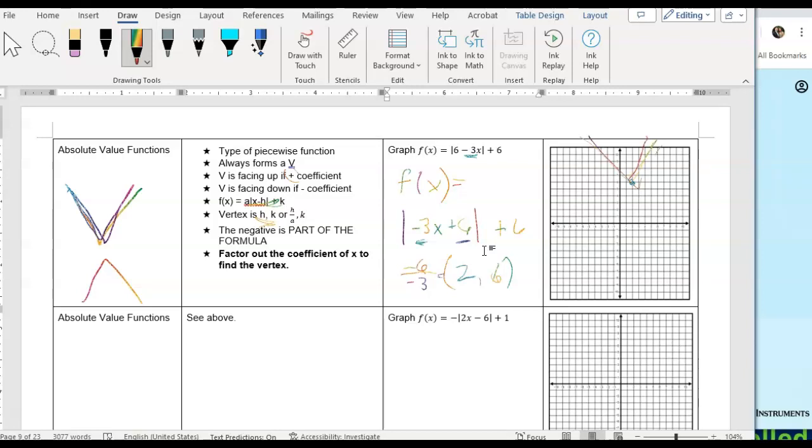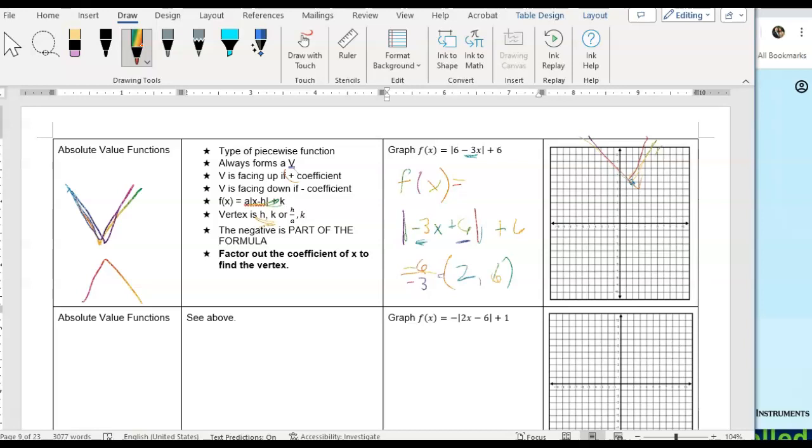Okay, and we know that it's open up because even though there's a -3x here, anything in this bracket is going to then become positive, right? So it's not going to go back down, it's going to continue to go up. If that negative was outside of the absolute value, then it would flip upside down. But because that negative is inside the absolute value, anything that comes out of that absolute value will be positive. And so this will be our equation.